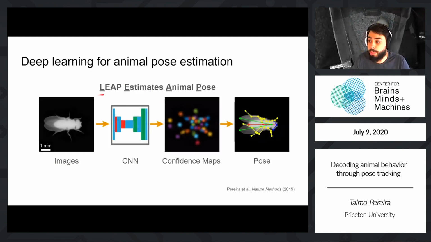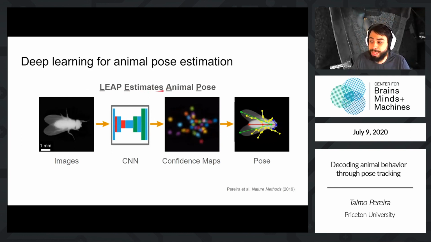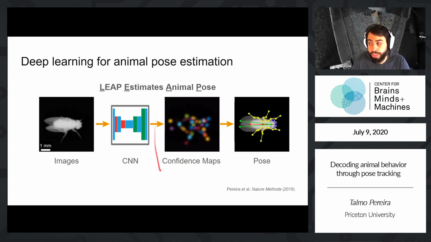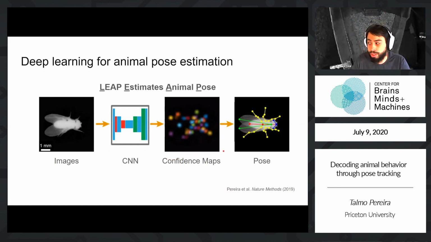So to deal with this, we developed a software framework called LEAP. LEAP stands for LEAP Estimates Animal Pose, in which we have this general pipeline where we go from raw images of our animals into a convolutional neural network that then is going to output these part confidence maps. So these are these probabilistic representations. Then we'll generate the pose.